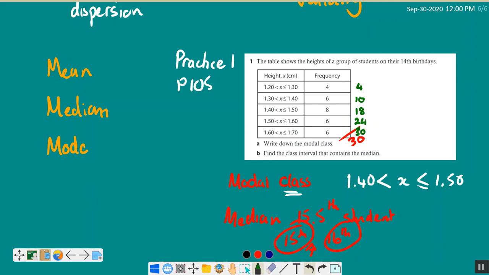So by doing the cumulative frequency, it's really easy now to find where the 15th and 16th must be, because there's 10 in that group, so then there's 18 in that group, so the 15th and 16th must have fallen in that group as well. So the median student will be, again, in the same group, which is hopefully what we're getting at.